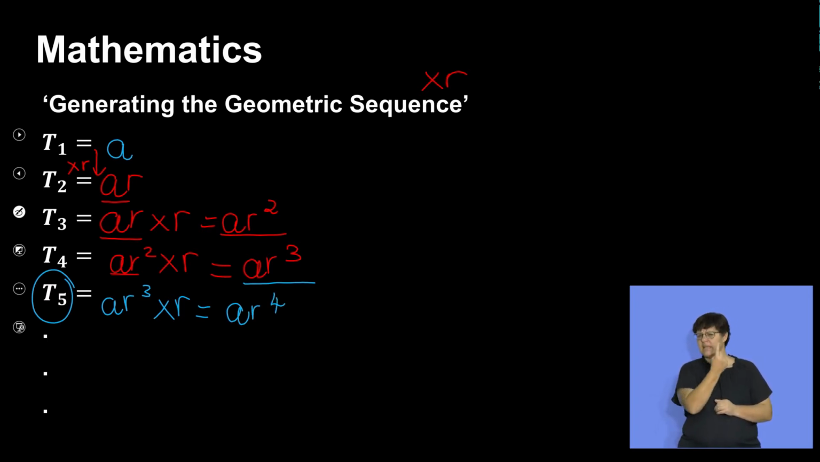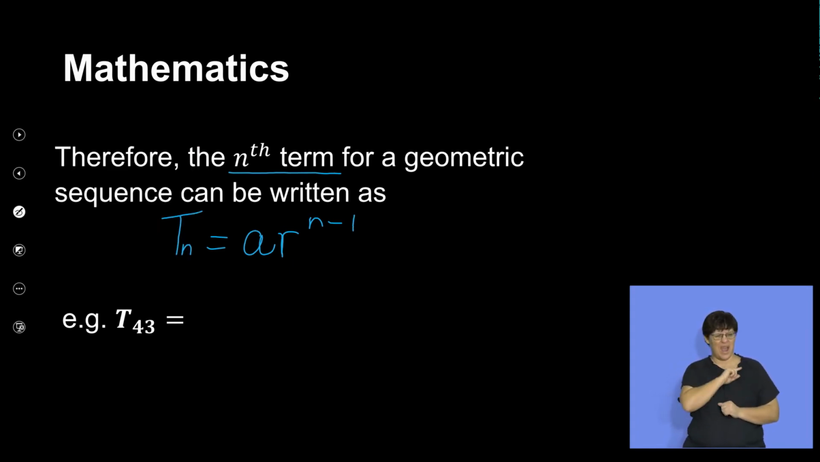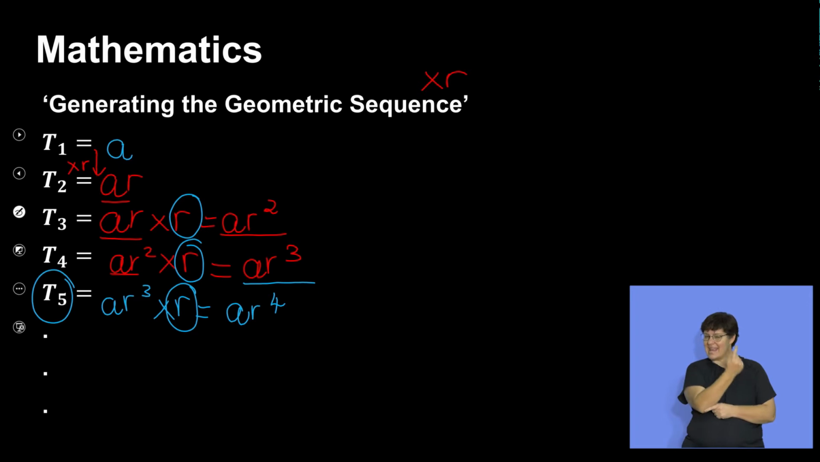So we can see that each time I am multiplying the term that comes before the present term by the common ratio, because we know that the common ratio is the main characteristic of a geometric sequence. So we can therefore say that the nth term for a geometric sequence can be written as Tn is equal to A times R to the power of n minus 1. Now you might be asking, why the n minus 1? If I go back to my previous slide, I can see that each time the power of R was 1 less than the term value.